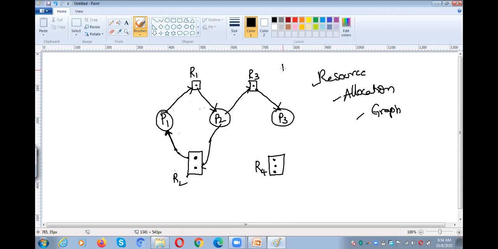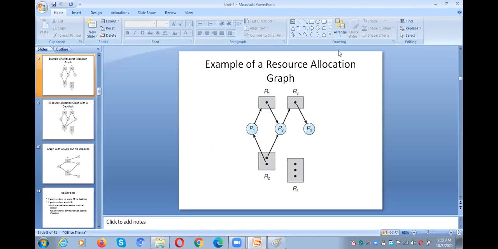The resources are R and processes are P. Resources are represented with a rectangle and processes are represented with a circle. Dots mean instances, right? That is about the resource allocation graph. If there is a cycle in the resource allocation graph, it leads to deadlock. If there are no cycles in the resource allocation graph, it indicates that there is no deadlock. If there is a cycle, then there will be a deadlock.